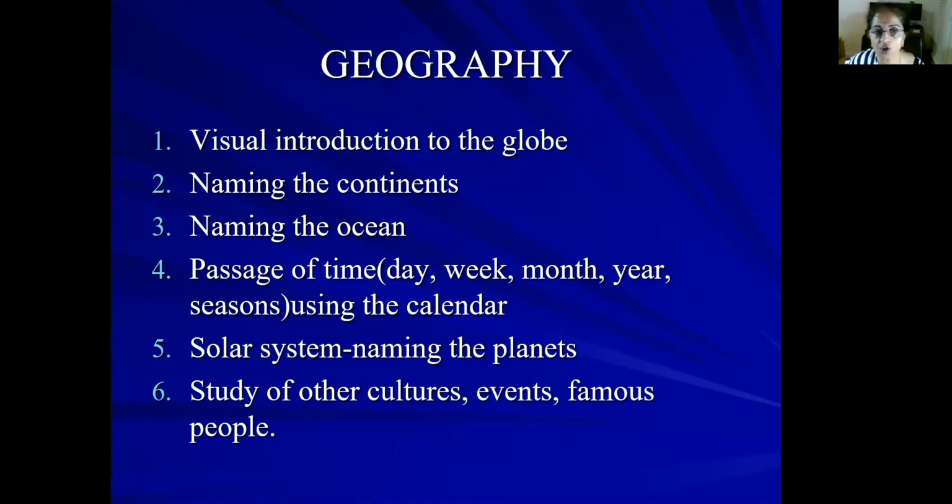Geography. In geography, we have the visual introduction of the globe. We do the naming of the continents, naming the oceans, passage of time, day, week, month, year, seasons, using the calendar. We do the solar system, we name the planets. We also study about other cultures, events, and famous people.